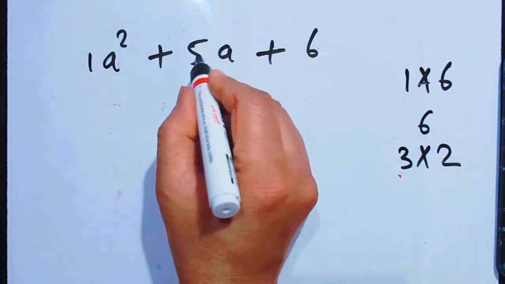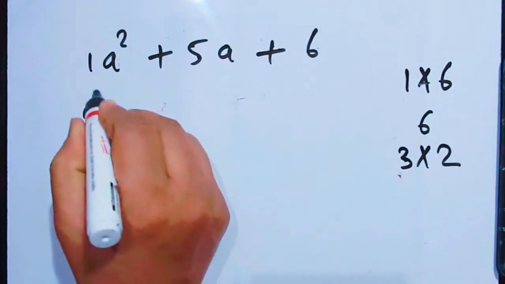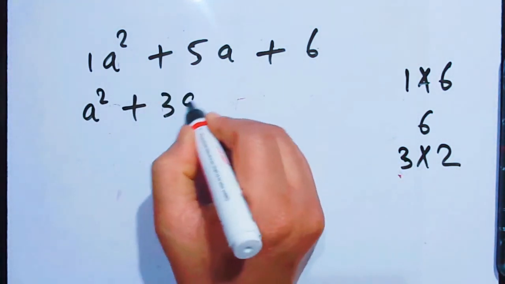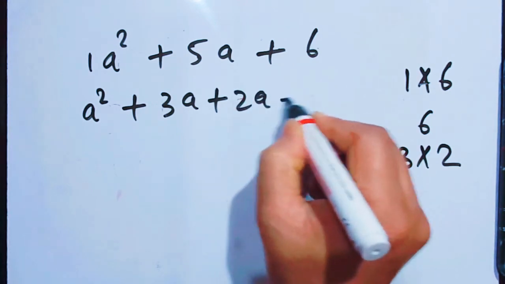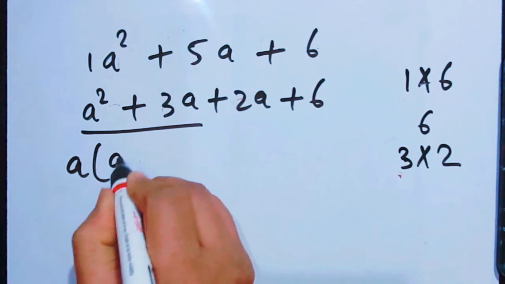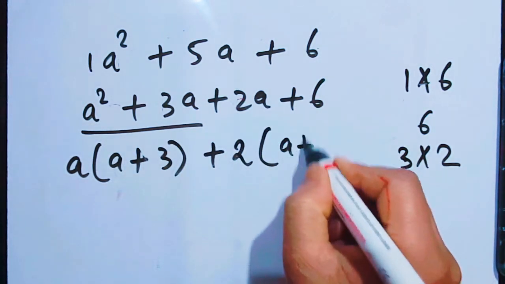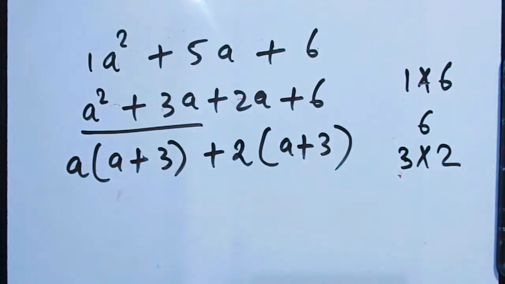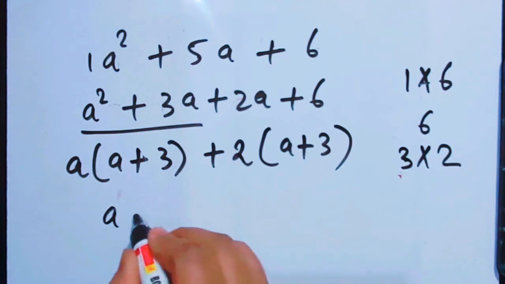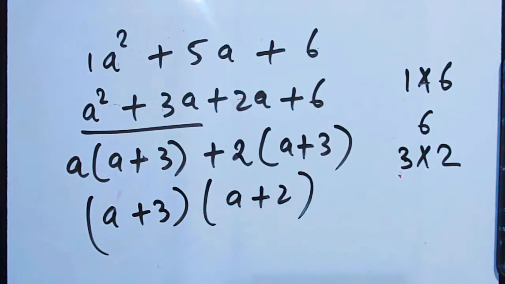So here 5a can be written as 3a plus 2a. So a square plus 3a plus 2a plus 6. Okay, a plus 3 and 2, a plus 3. The more simple you keep the problems, the easier it is. So here you have a plus 3 as common and then a plus 2 as your final answer, isn't it?